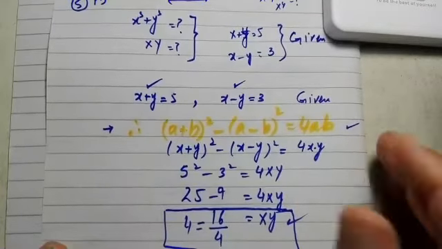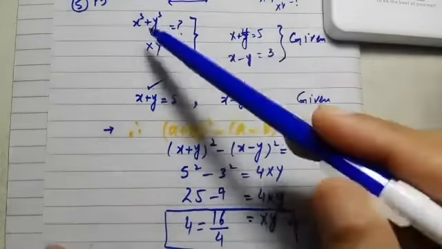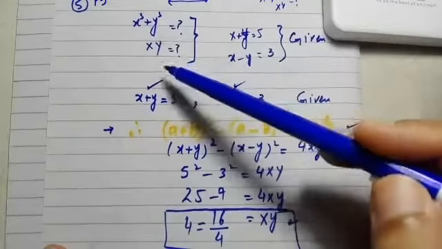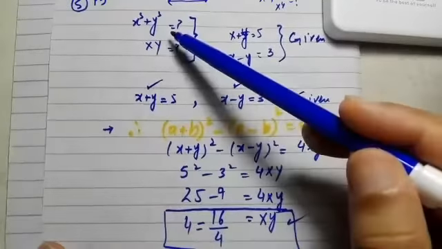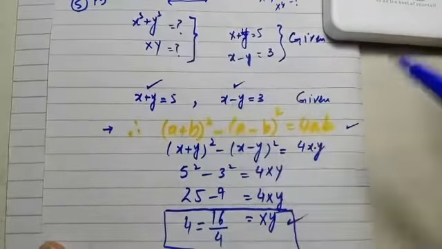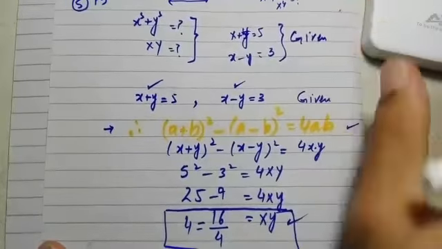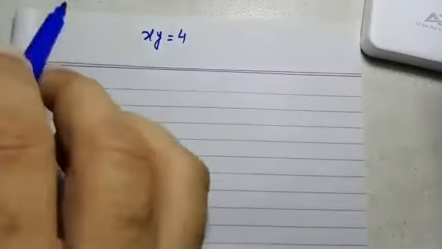Now, the remaining two things were asked in the question. One was x cube plus y cube. We have just calculated xy, and now we are going to find x cube plus y cube. For that purpose, keep it in your mind that we have just calculated the value of xy, and it is equal to 4.